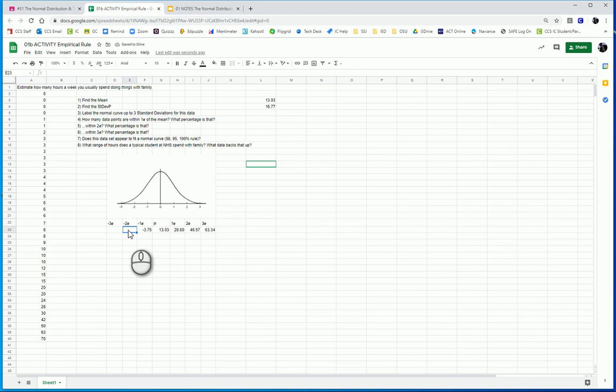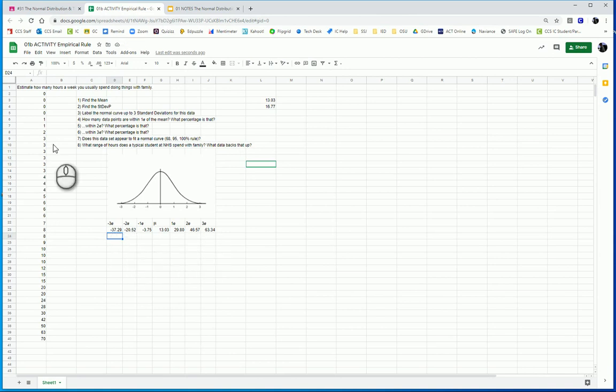And then equals L3 minus 2 times sigma. And then finally equals L3 minus 3 times the sigma, L4. Boom. So there is our standard normal distribution curve labeled.